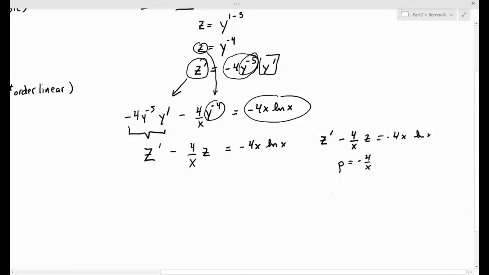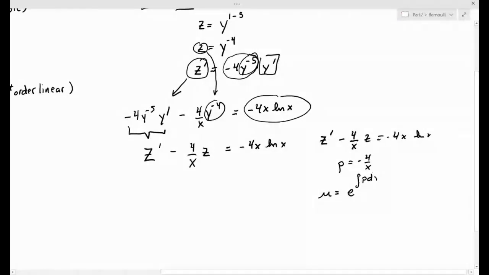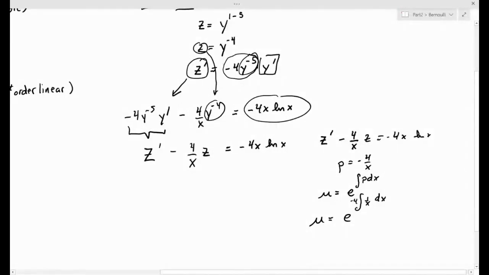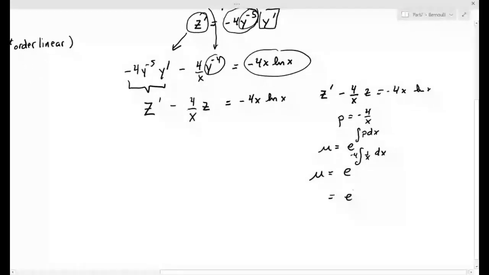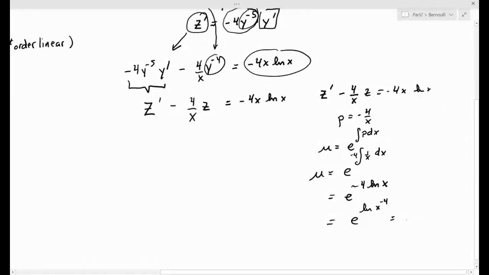And so what you call the formula for the integrating factor is e to the power, which is the antiderivative of p. So we're going to get a natural log of x. I'm just going to assume x is positive. Use properties of logarithms, and of course e and log are inverse functions. So it looks like our integrating factor is 1 over x to the power 4.